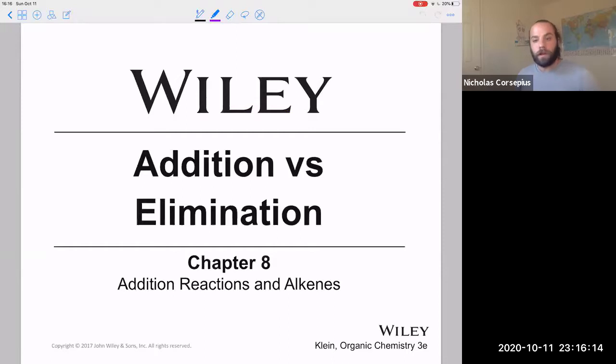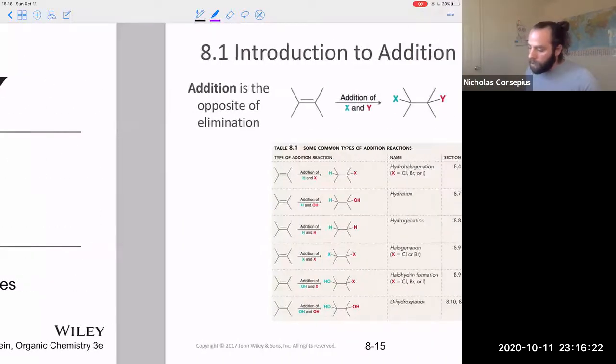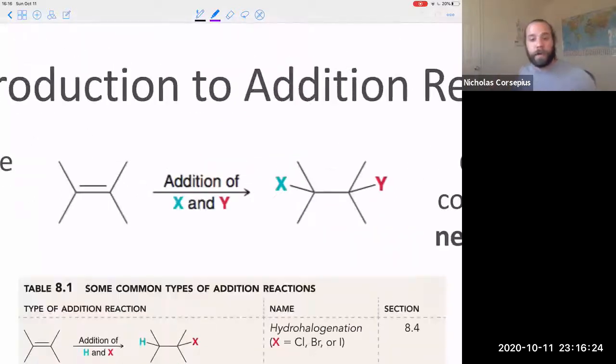Okay, so now let's talk about the comparison between an addition reaction and an elimination reaction, because these are kind of the inverse of one another. So this is an addition reaction, starting with an alkene, and then you have the addition of these two groups, in this case, X and Y, and they're going to be placed on either one of those vinyl carbons. Right, so that's an addition reaction.